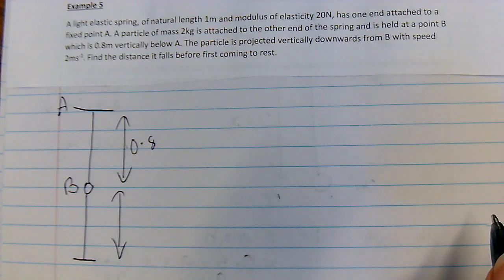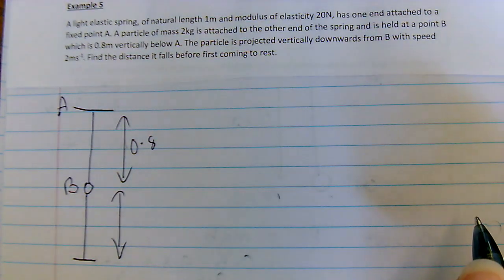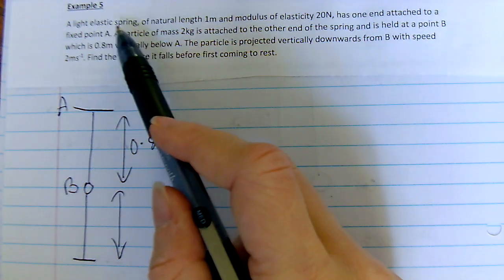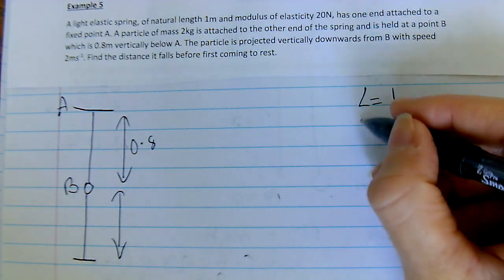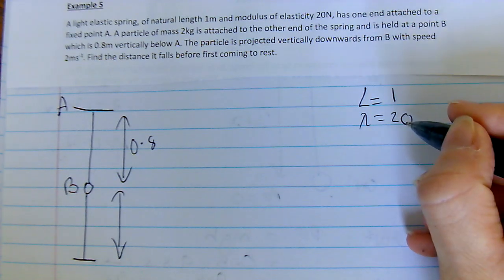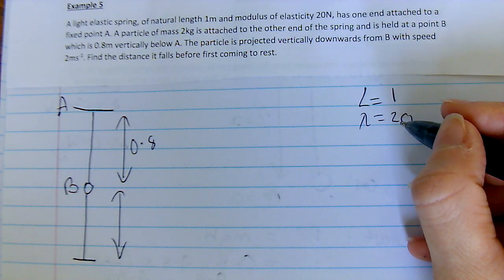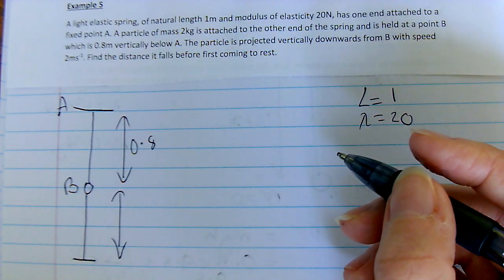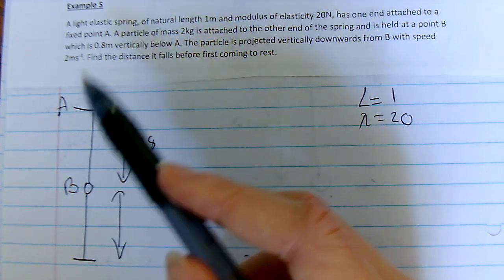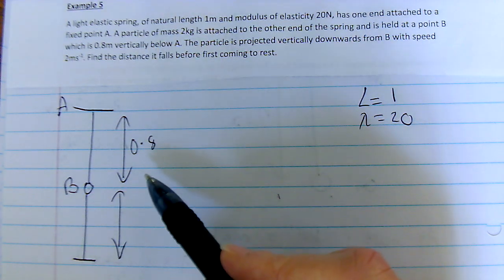Okay, elastic potential energy, example 5. So in this one, we've got an elastic spring of natural length 1, so L is 1, modulus of elasticity 20, has one end attached to a fixed point A. A particle of mass 2 is attached to the other end, so the mass of this particle here is 2, and is held at a point which is 0.8 below A, so this distance here is 0.8.